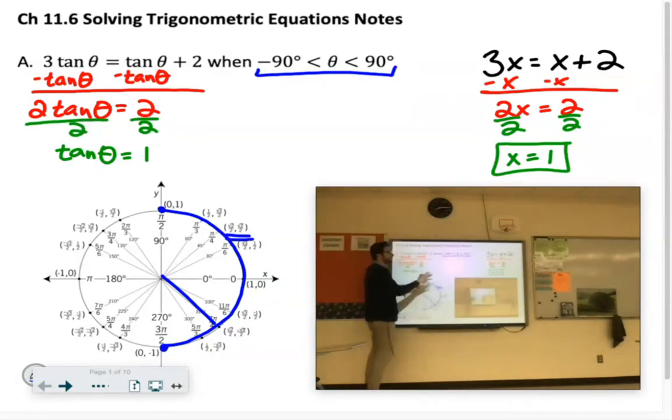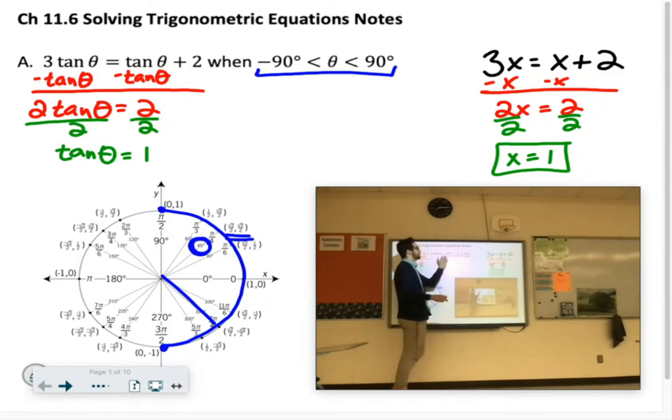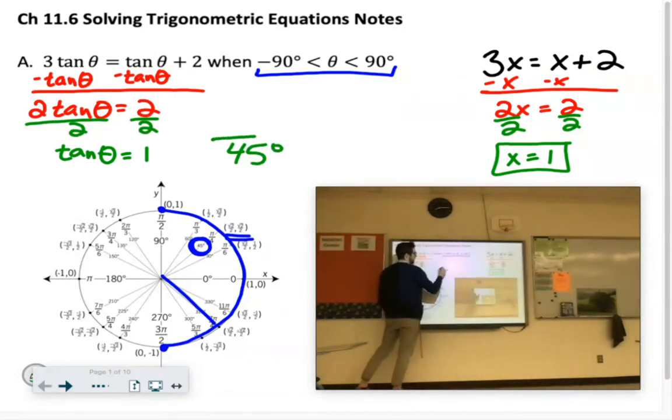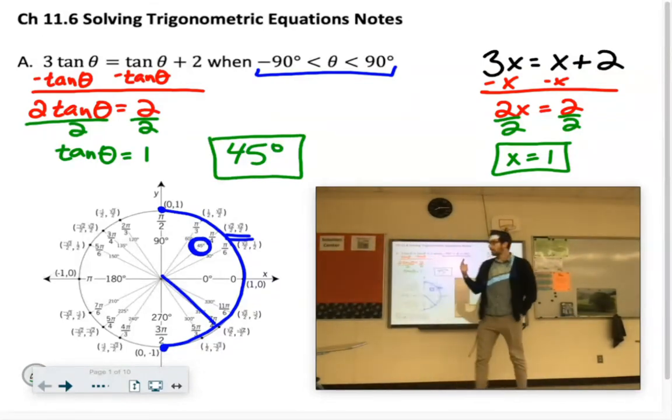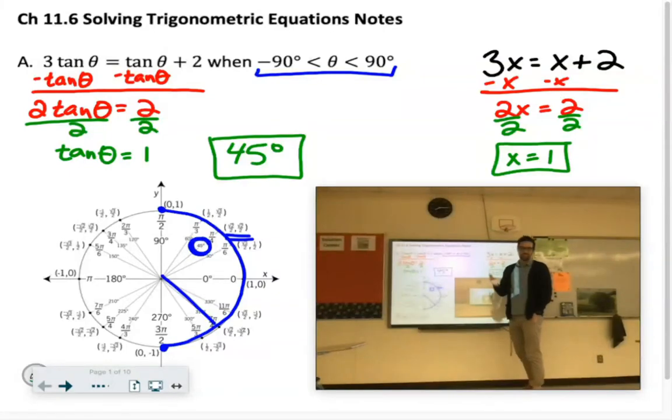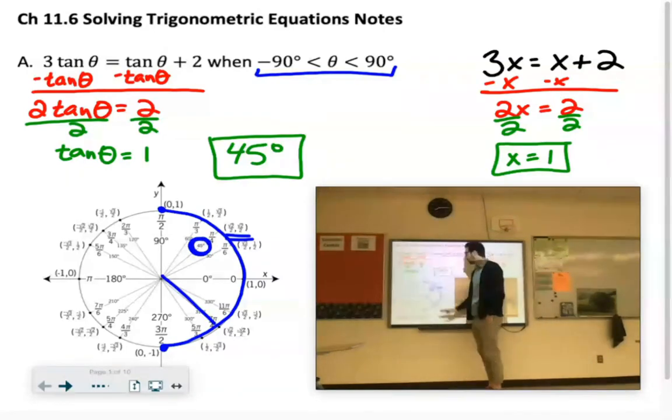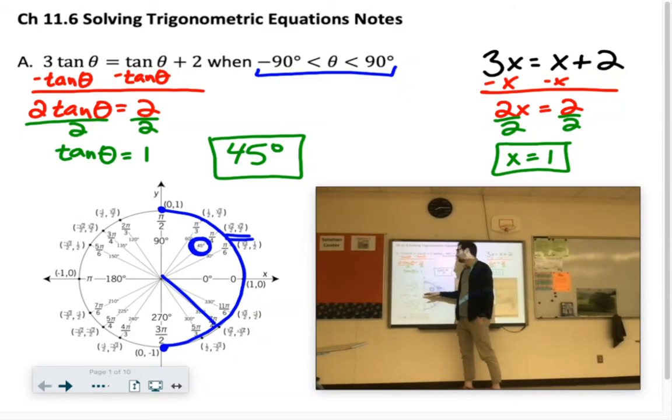So the only place on the unit circle in this equation between negative 90 and positive 90 degrees where it comes out to 1 would be at positive 45 degrees. Now, this range that they give you is what you're going to answer in. They gave it to us in degrees, so we're going to answer in degrees. So we would just say 45 degrees. Sometimes you might have more than one solution here, but do check if they are looking for it in degrees or in radians.